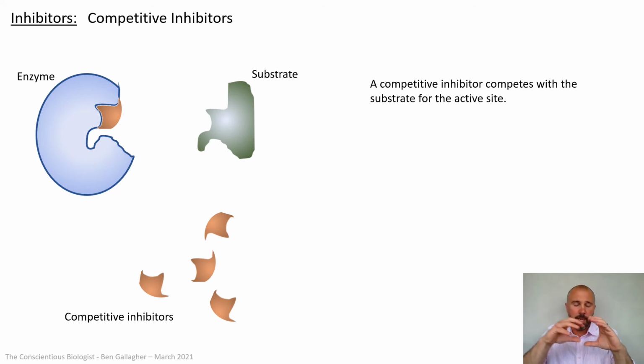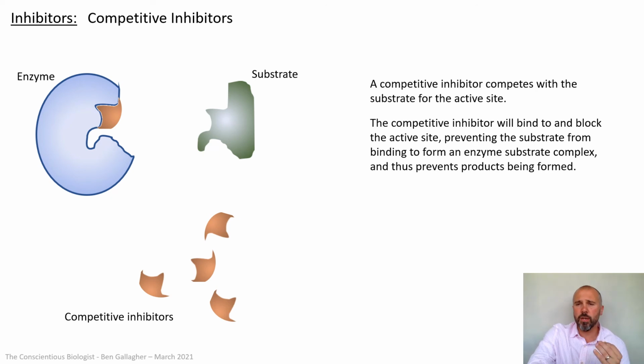If it then comes back out, maybe the substrate could go in there, but because it couldn't go in there straight away, it's had to slow down, or maybe a different competitive inhibitor goes in there. If there's loads of competitive inhibitors and not many substrates, then the chance of a substrate finding an empty active site is really low. So the more competitive inhibitors you've got, the lower the reaction will be. Okay, so the competitive inhibitor will bind to and block the active site, preventing the substrate from binding to form an enzyme substrate complex, and thus prevent products from being formed.